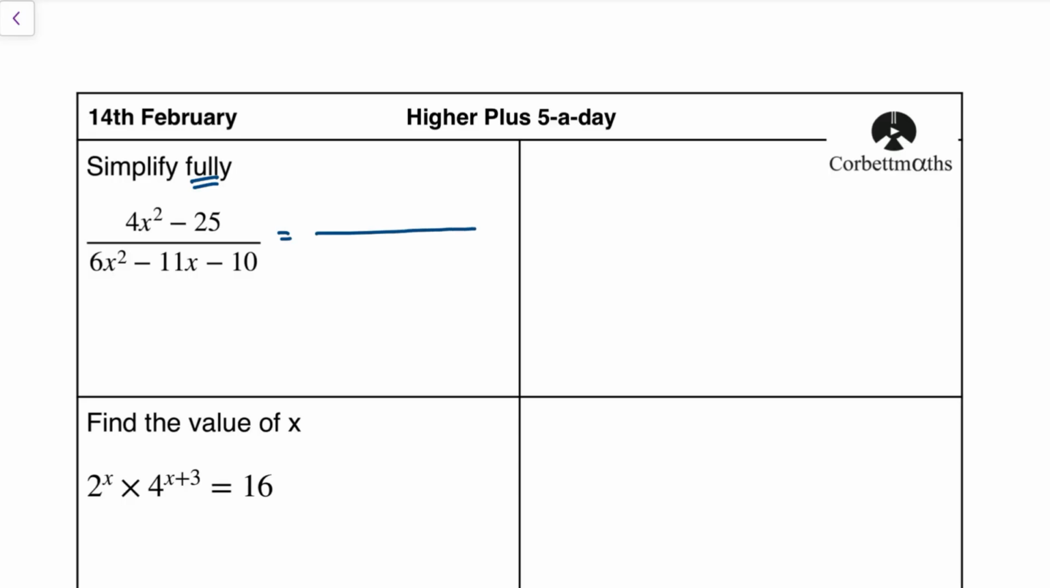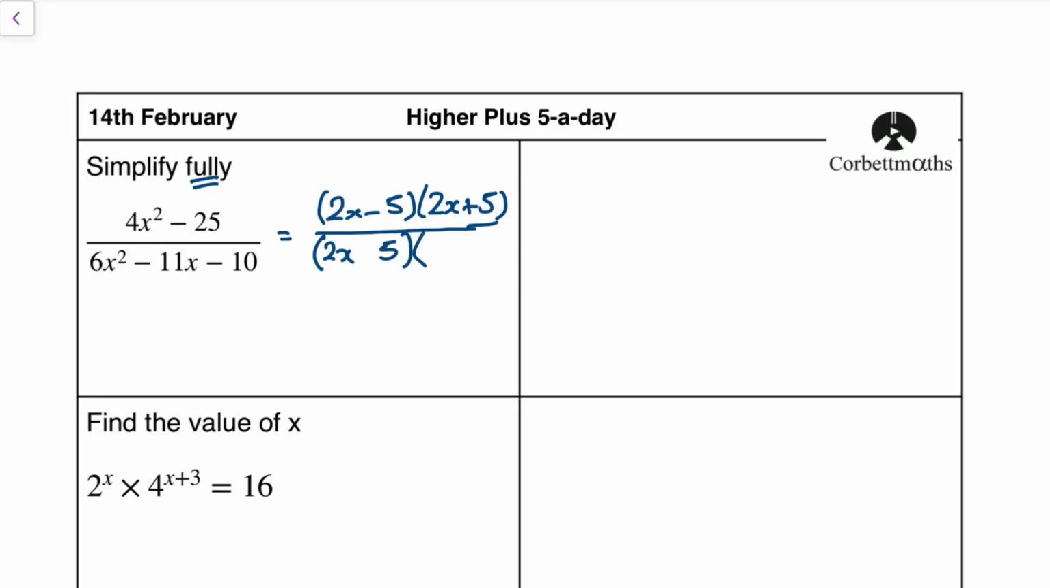So top one, difference of two squares. It's one of these things you recognise or you don't. So it's going to be 2x plus 5 and 2x minus 5. Now, without doing any math at all, I'm guessing the bottom is going to have either a 2x plus 5 or a 2x minus 5. So that's going to help me factorise the denominator. So I'm going to write 2x and 5 in here.